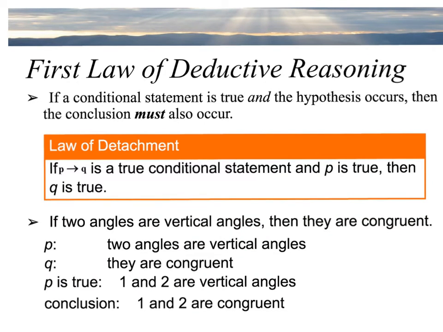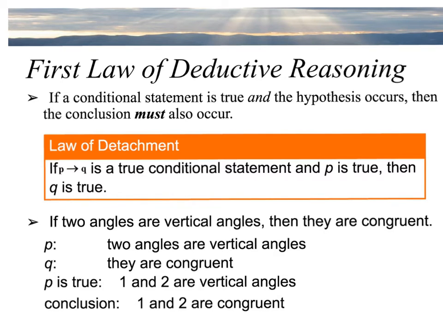All right, this next slide is really, really important. What's important is not so much that you remember what this is called, but that you understand the concept of the law of detachment. The big idea is that if a conditional statement is true and the hypothesis occurs, the conclusion must occur. That's a much easier way of saying all this stuff down here. You can read this: if P then Q is a true conditional statement and P is true, then Q is true.